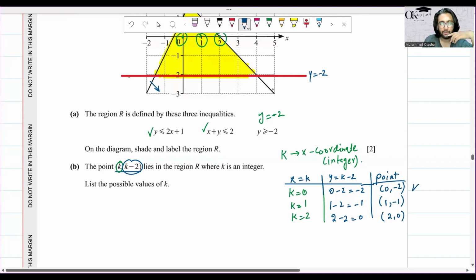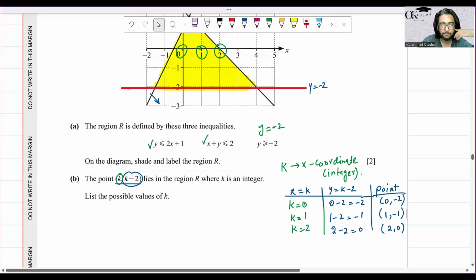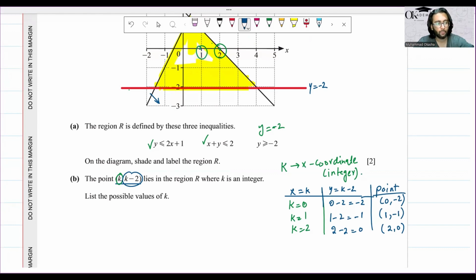Do these points lie in the region or not? Let's see. The first point is (0, -2). Yes, this point does lie in the region. (0, -2) is this point. They've already done so much in it, I don't know which color to use. This is the point (0, 2).